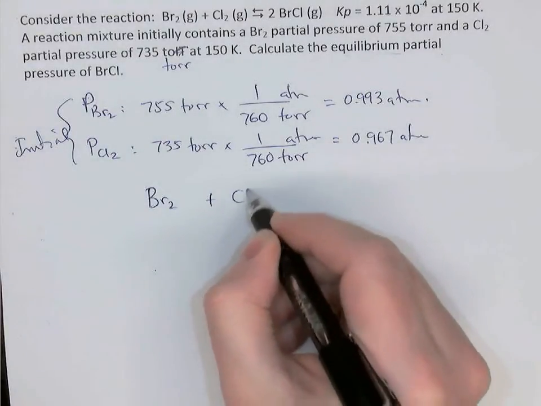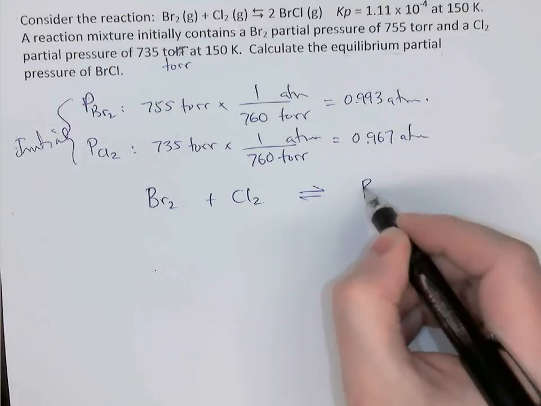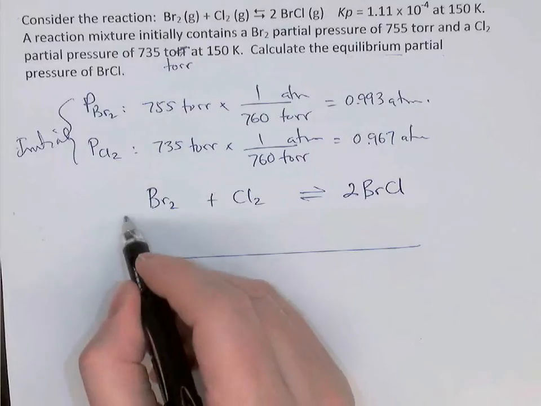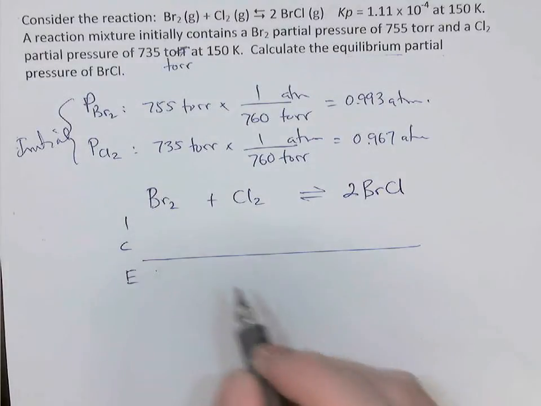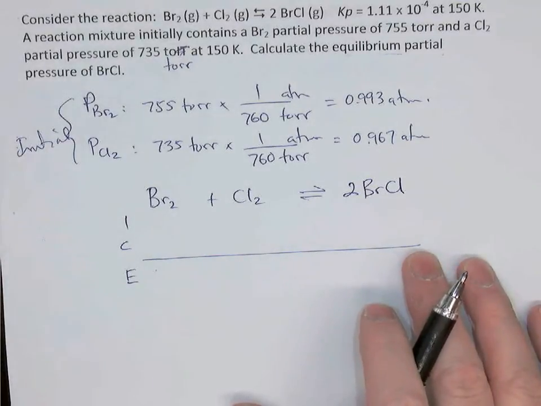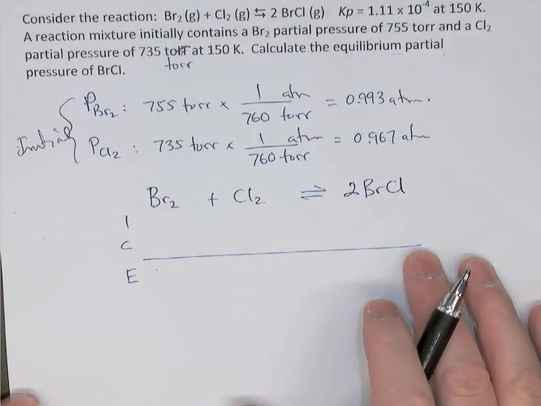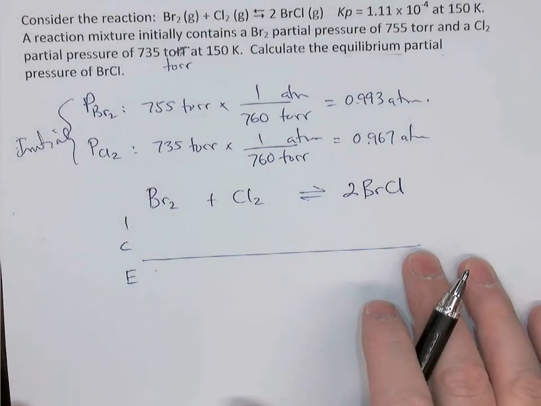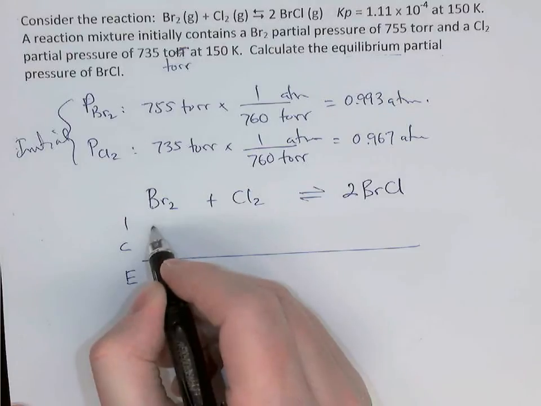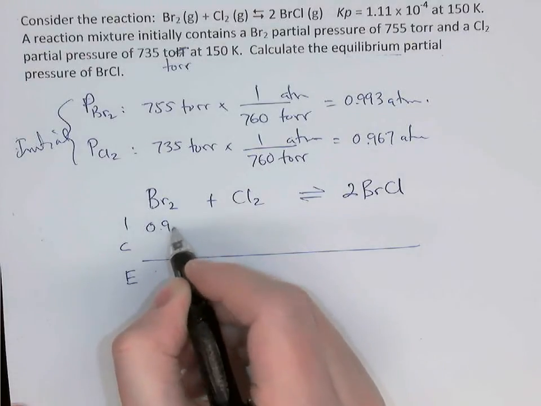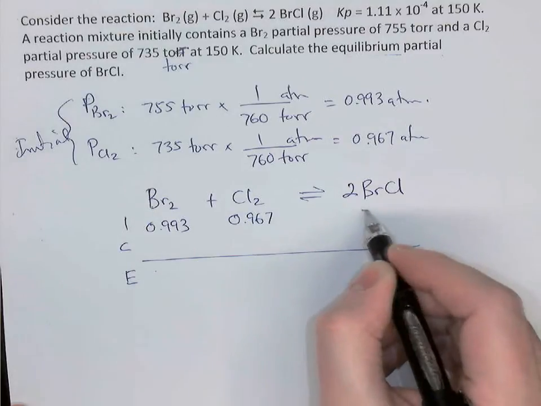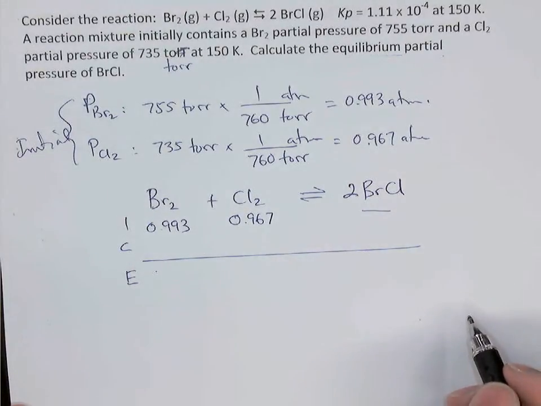So bromine plus chlorine makes BrCl, and these are all gases, so I'll be lazy again and leave out my phases. We usually use molarities in the ICE table because we're usually dealing with a Kc. This question is a Kp, and so instead we're going to use atmospheres. So the initial bromine pressure was 0.993, the initial chlorine 0.967, and there was no BrCl in the container.